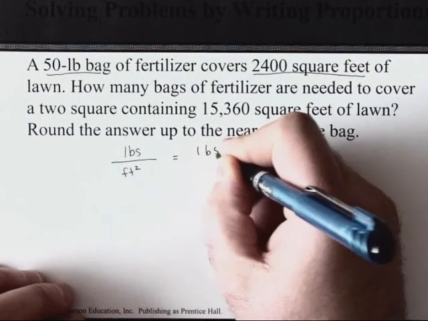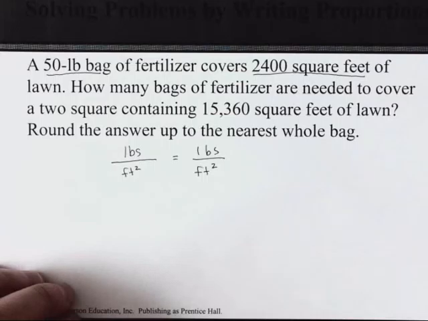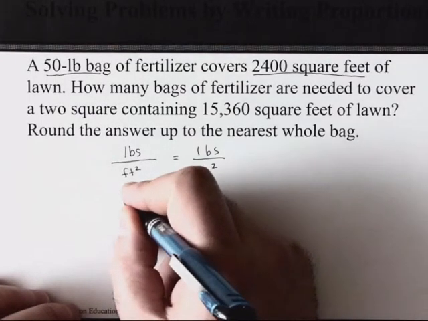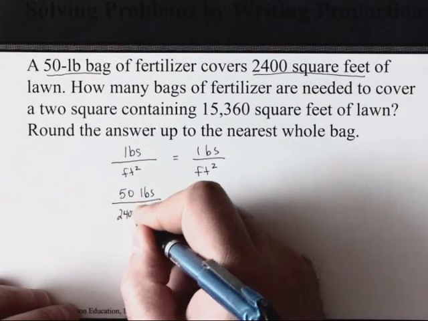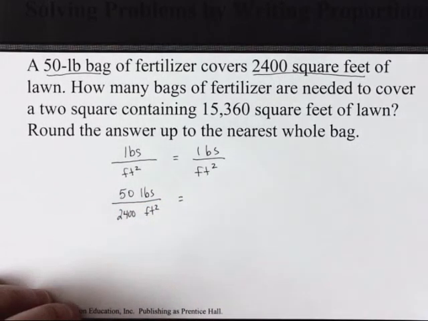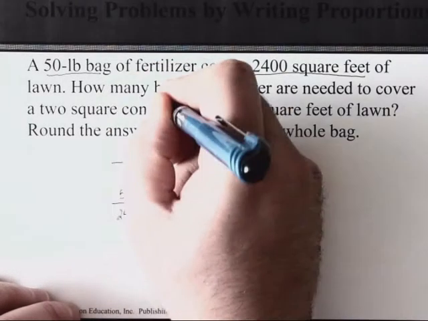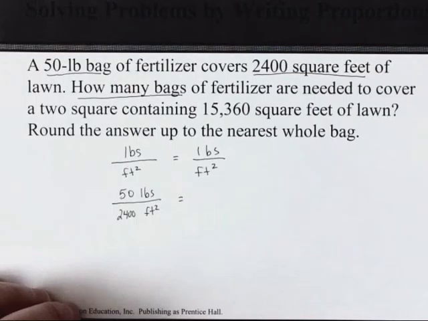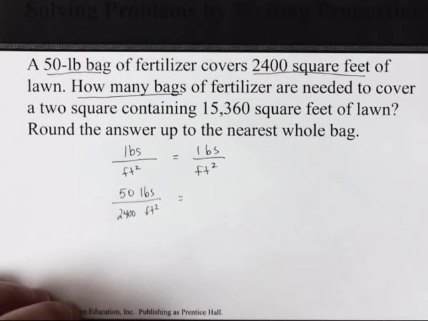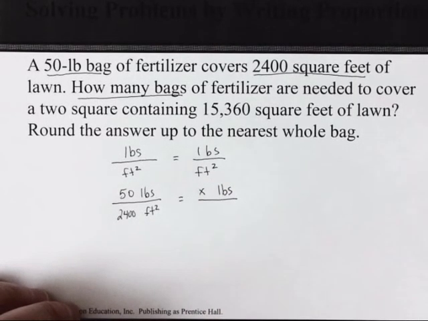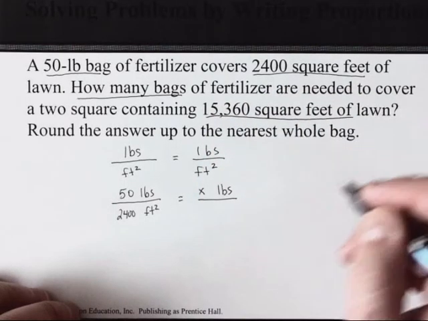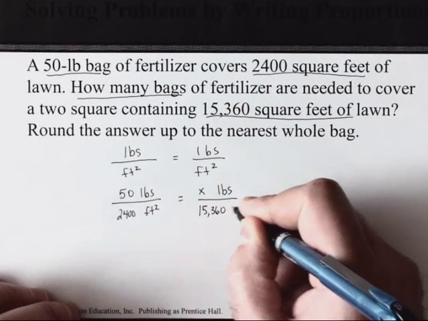So I'm going to set up our proportion. The first ratio comes from that first sentence. We need 50 pounds for 2,400 square feet. Then how many bags, and we're going to get to this point in a minute. Let's first figure out how many pounds we need, and then we'll figure out how many bags. So we're going to say X pounds to cover 15,360 square feet.